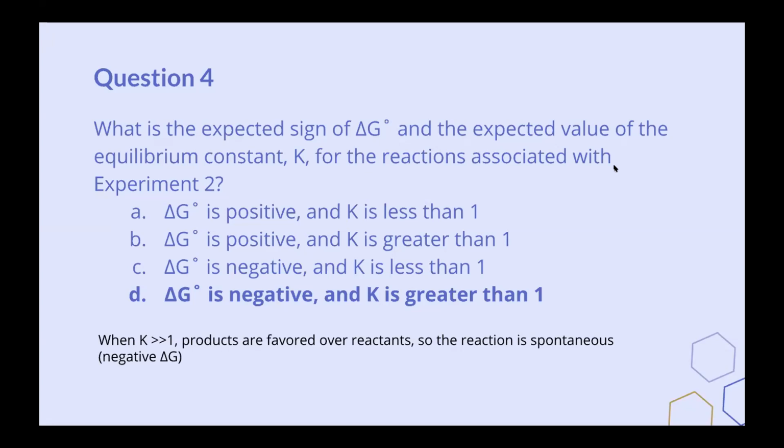But to further clarify this question, you would also just have to use logic and reasoning. Negative delta G is typically associated with larger K values because a larger K means that products are favored over the reactants. So that means that the reaction is spontaneous, if that makes sense. It does. Thank you. Okay.